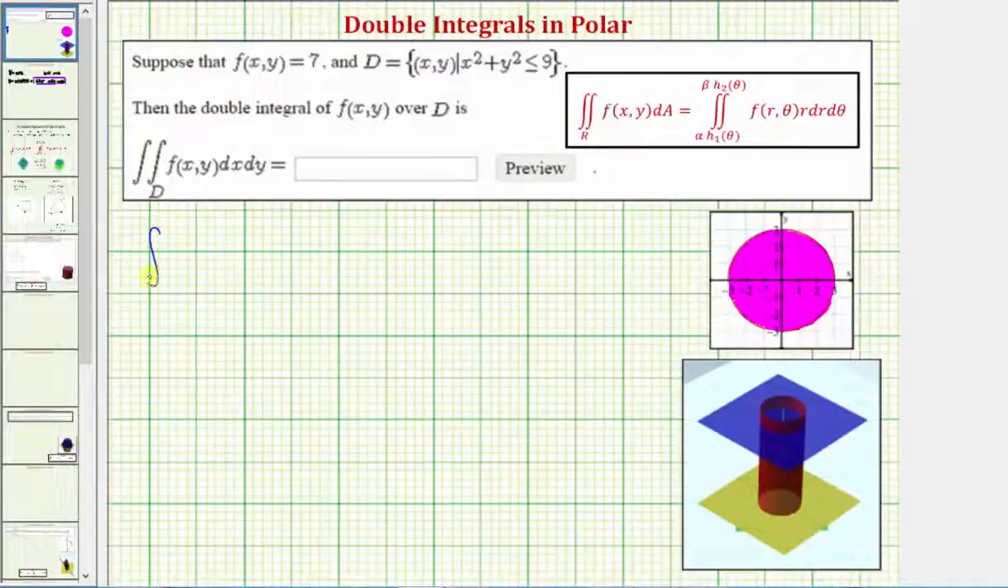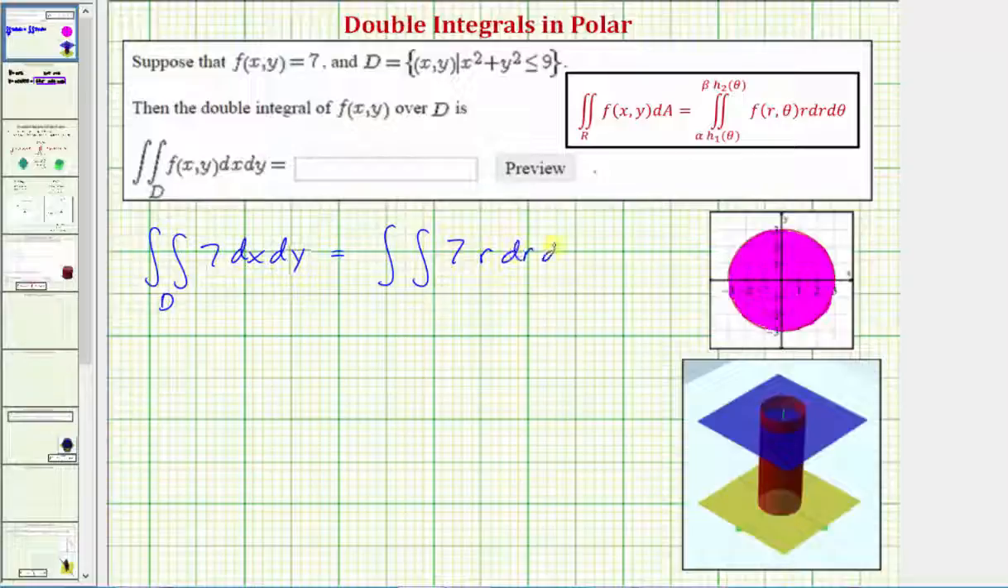So starting with the given double integral, where we're integrating over the region D of f of x comma y, which is equal to 7, and then we have dx dy. In polar form, we'll have the double integral of f of r comma theta, and because f of x comma y doesn't have any x's or y's, f of r comma theta is still going to be 7, but then we have r dr d theta.